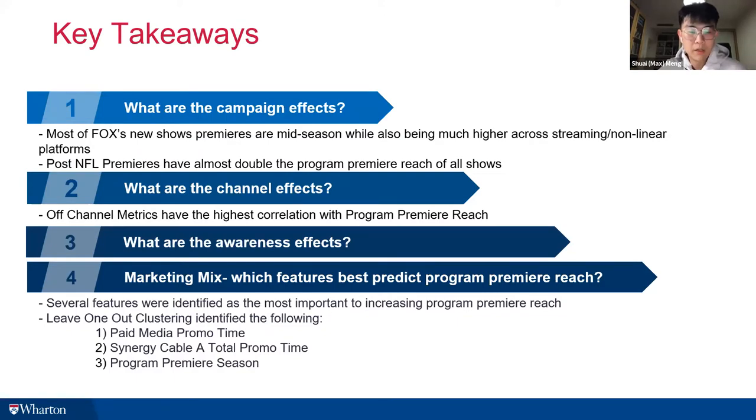Here are the main takeaways of our project. First, for the effects of the campaign categories on the program premier reach, most of the Fox News show premieres and mid-seasons will also be much higher across the streaming or non-linear platforms. And post-NFL premieres have almost double the program premier reach of all shows. In terms of the channel effects, the off-channel matrix has the highest correlation with the program premier reach.